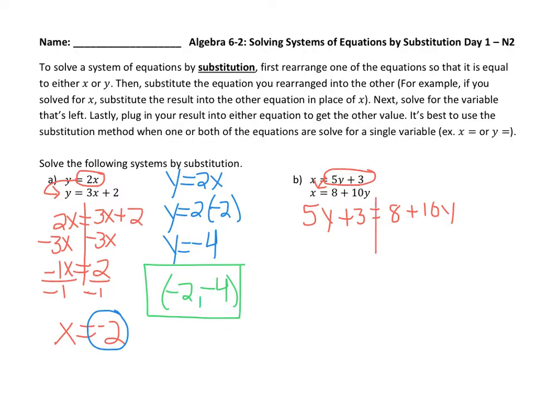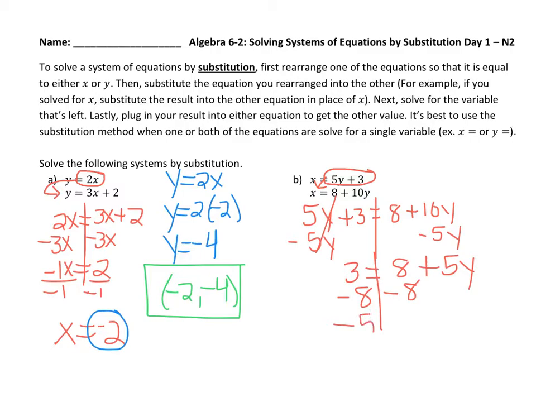Let's go ahead and solve. I'm going to subtract 5y from both sides. I get 3 equals 8 plus 5y. Subtract 8. Negative 5 equals 5y. Divide by 5. Negative 1 equals y. Again, they're ordered pairs, so I need to figure out what x equals.